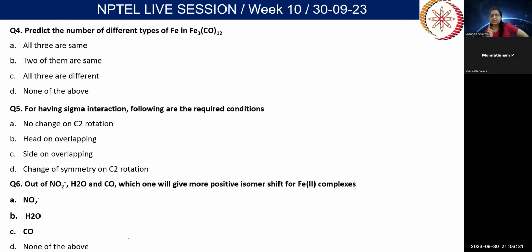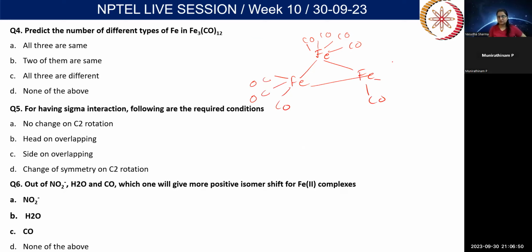Predict the number of different types of iron in Fe3(CO)12. We already saw how the structure looks like. So the structure was like this way. In exam, the structure will not come, so you need to know about these things. So how many different types of them are coming? All three are same, two of them are same, all three are different, or none of the above.